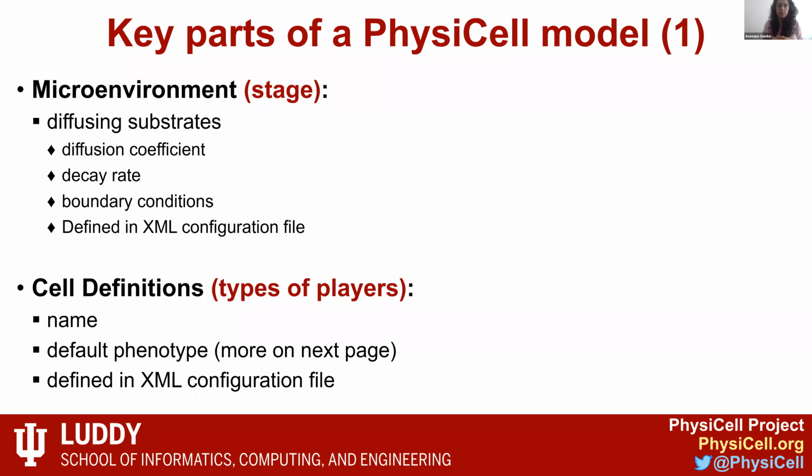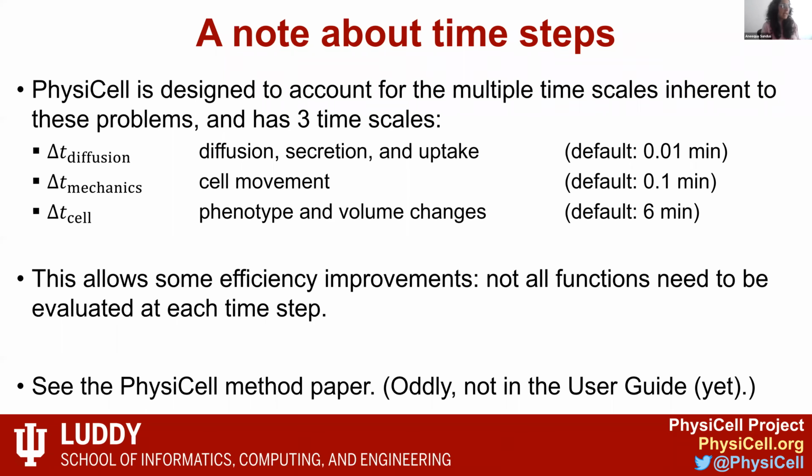An important thing to remember, which is already covered before but I will repeat it, is that there are 3 time scales at which things work. In PhysiCell, the diffusion, secretion, and uptake work at 0.01 minute, so it is updated every 0.01 minute. That is the diffusion time scale for us. Cell movement, which is basically cell mechanics and cell motility, goes at 0.1 minute. And the rest of the phenotype changes, for example, cell cycle and cell volume, go at 6 minutes, so every 6 minutes they are updated. These are important things to remember.